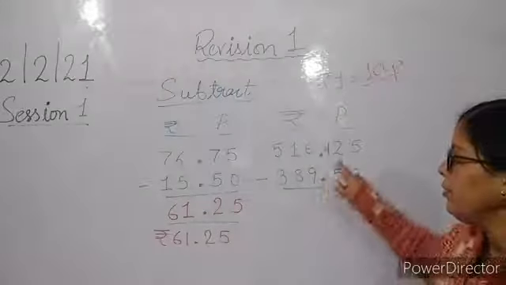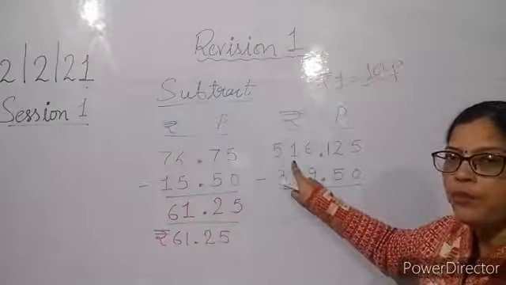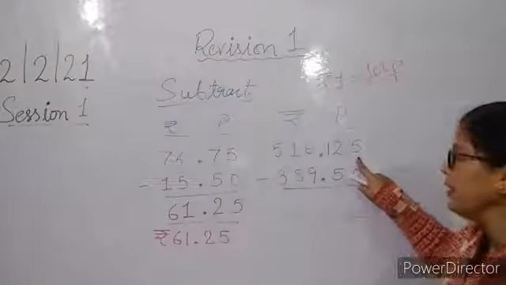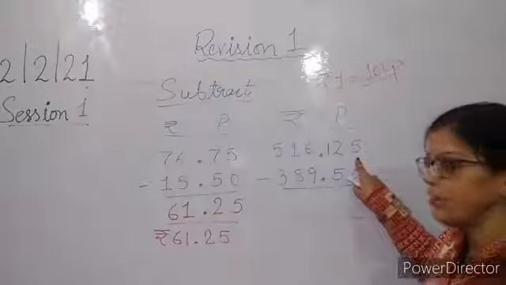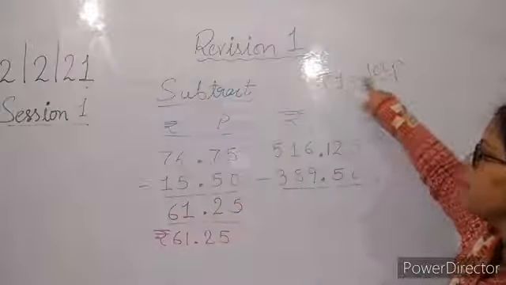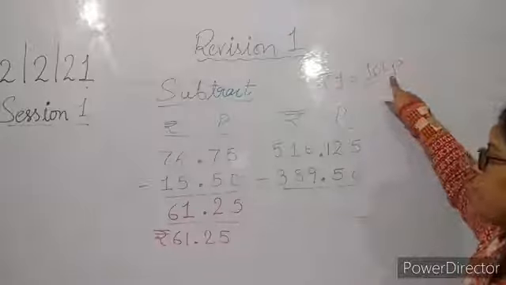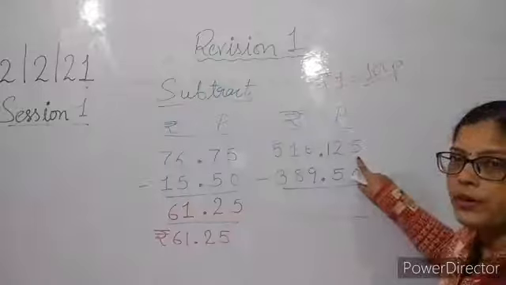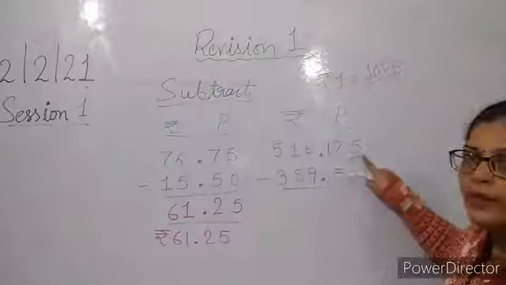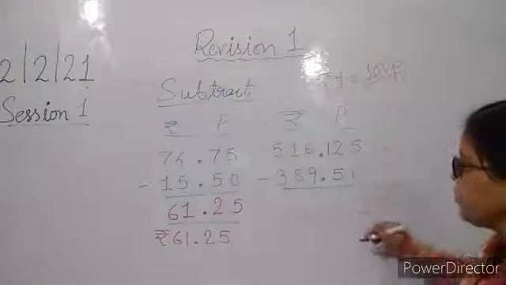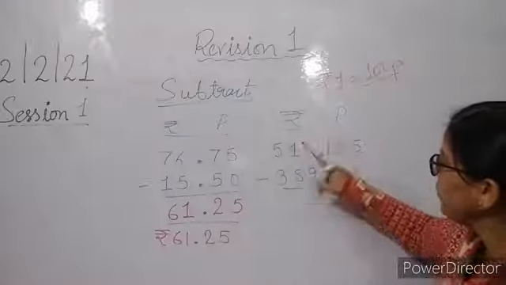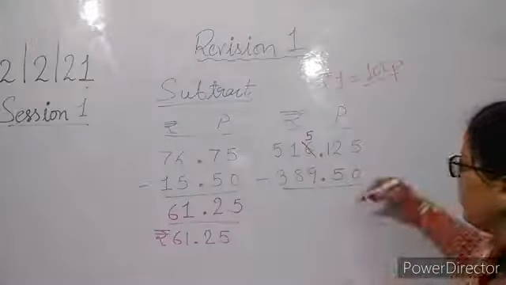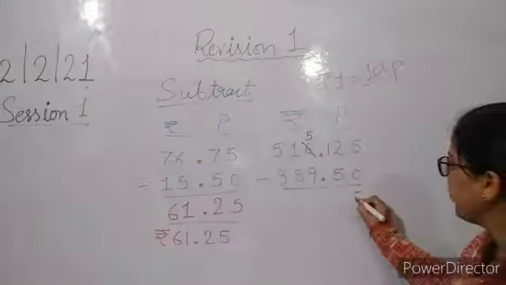When we borrow rupee 1 from the rupees amount and it goes to the paise side, it gets converted into 100 paise. Why? Because rupee 1 is equal to 100 paise. So here we'll add 100 to the paise amount given. So it becomes 125. Now we'll subtract. Here when we borrow 1 from this amount, this 6 will become 5. Now we'll subtract. 5 minus 0, 5.